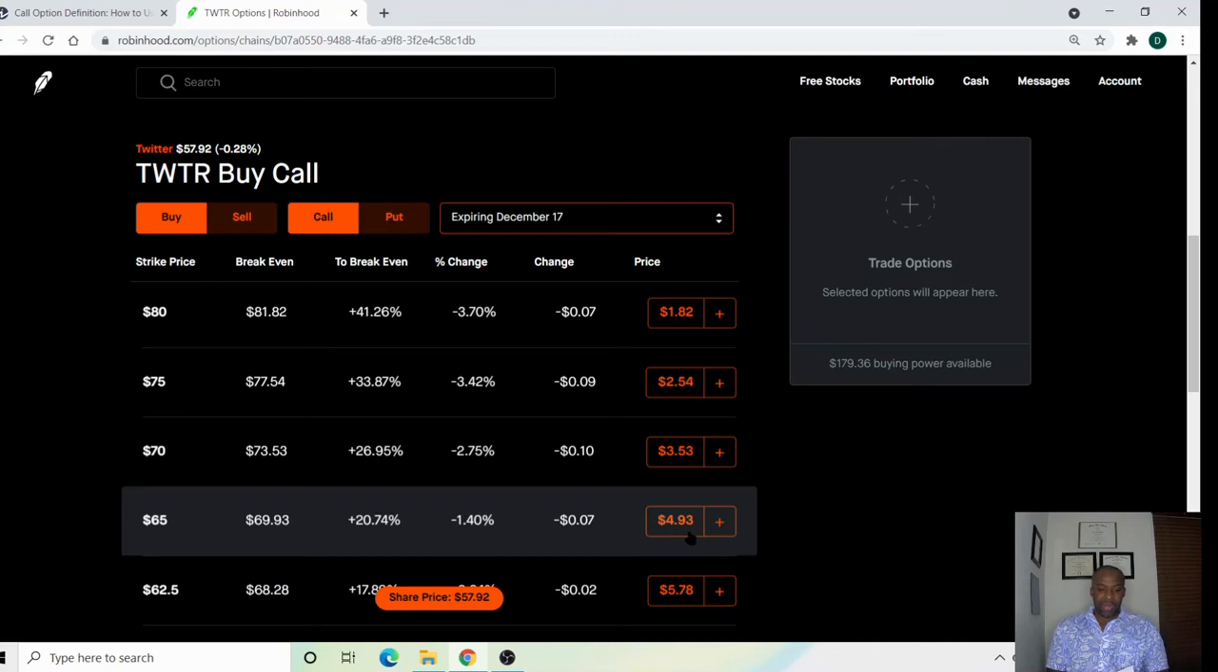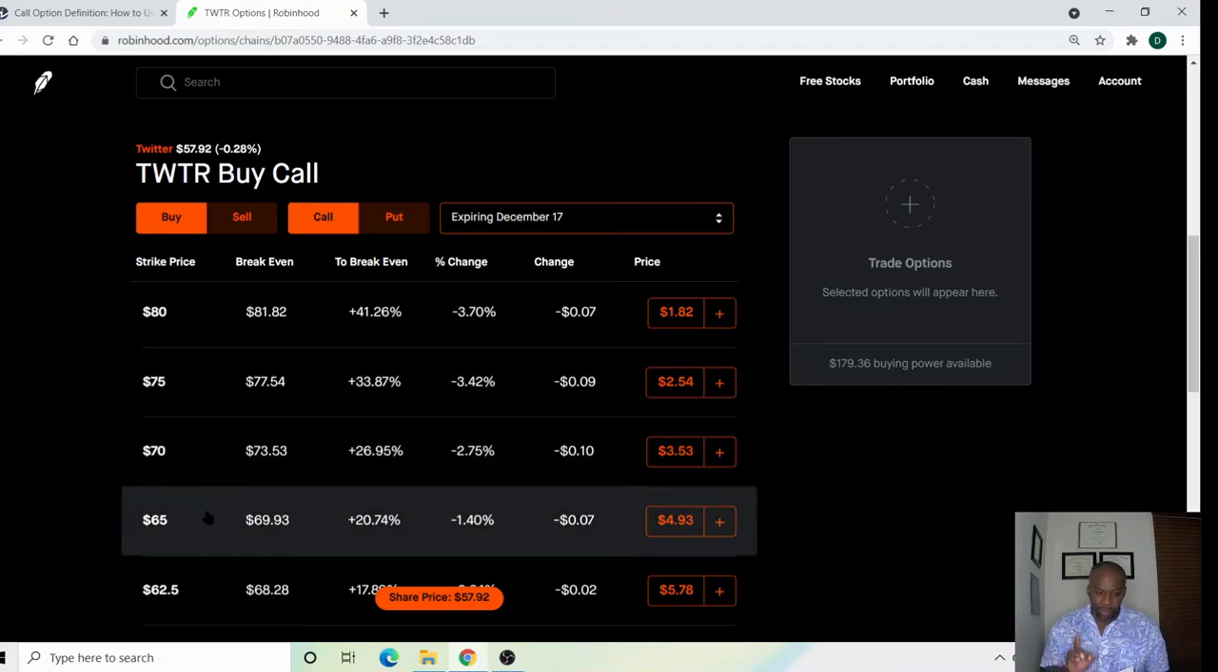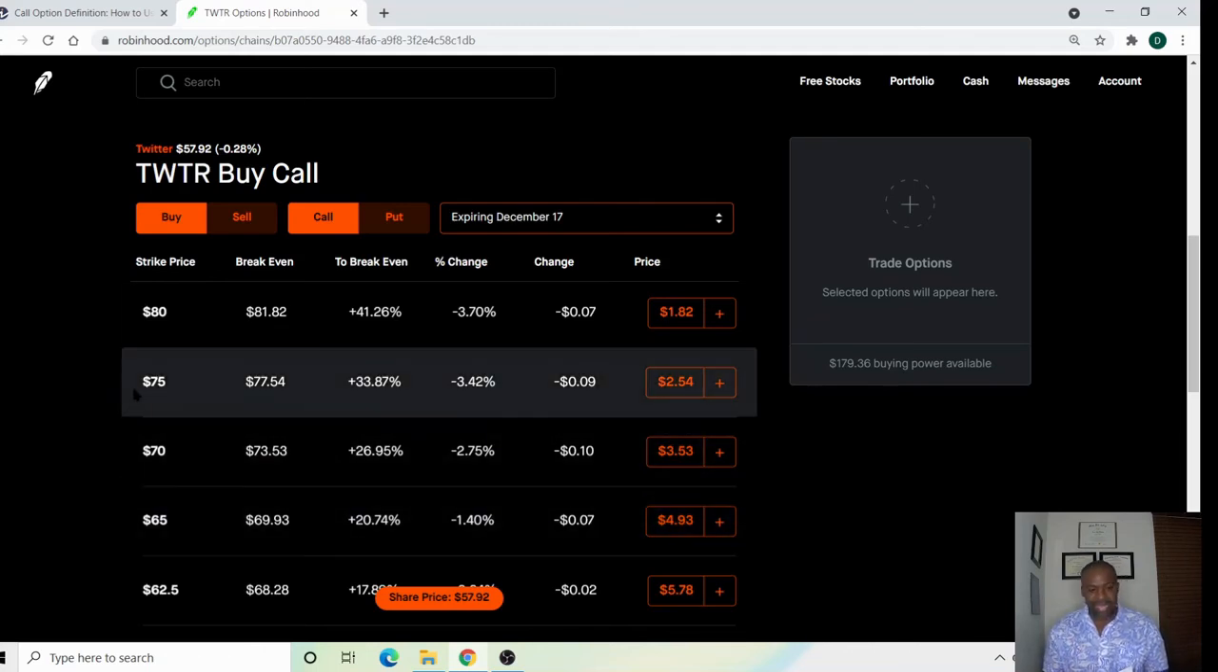I'm going to get out sometime in September. My exit is sometime in September, or if I see the price of Twitter hit $75. Whichever one of those things happens first, I'll be getting out and then taking my profit. That's one way to play options. There are so many other different things you can do with call options, family.